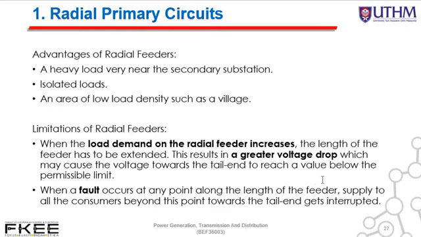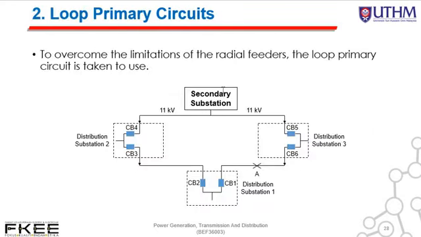Although the radial primary circuit scheme is the simplest and least expensive, it is not highly reliable. A major drawback of a radial distribution system is that a fault in the feeder will result in supply failure to the associated consumers, as there won't be any alternative feeder to feed the distributors. Also, extending the feeder length in order to cater for more load will result in a greater voltage drop. In order to overcome the limitation of the radial circuit, the loop primary circuit provides an alternative.